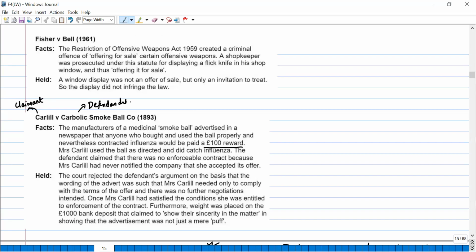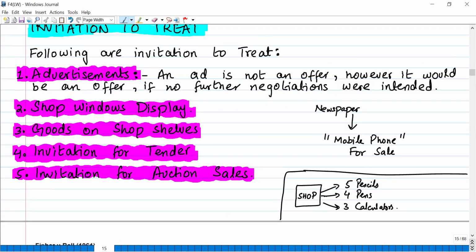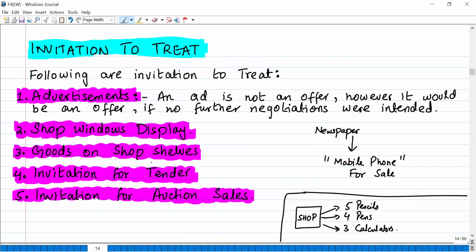Okay. So a very simple rule: an advertisement is not an offer. A general rule is that most advertisements are not offers. Okay. They are invitations to treat. However, if the wording of the advertisement is such that there is no room for further negotiations, you just need to comply with the wording of the advertisement, then that advertisement will be considered as an offer, like in Mrs. Carlill's case. Okay. The general advertisement in the newspaper is not an offer.